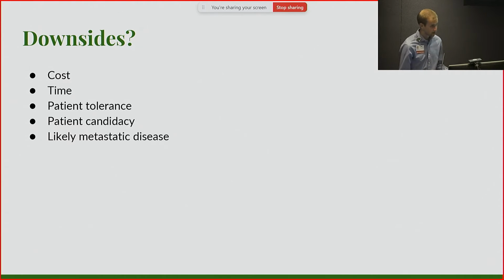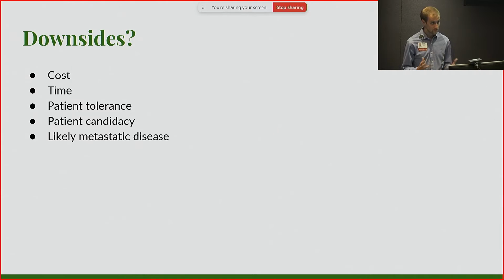What are the downsides? Well, it's an MRI, so there's some cost to it, of course. It's time. Patients got to lay there for 40, 45 minutes, listening to music. Some patients may not tolerate an MRI great from a claustrophobia perspective, from a back pain perspective. Some patients aren't candidates based on implantable devices, pacemakers, neurostimulators, et cetera.